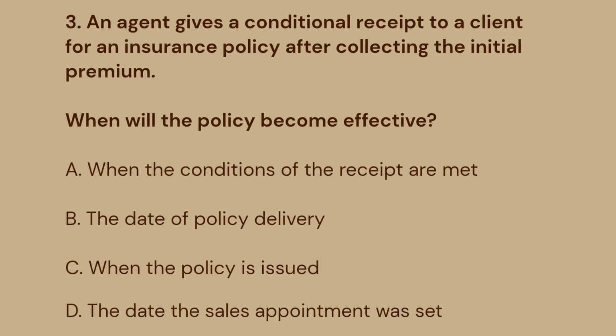3. An agent gives a conditional receipt to a client for an insurance policy after collecting the initial premium. When will the policy become effective? A. When the conditions of the receipt are met. B. The date of policy delivery. C. When the policy is issued. D. The date the sales appointment was set.